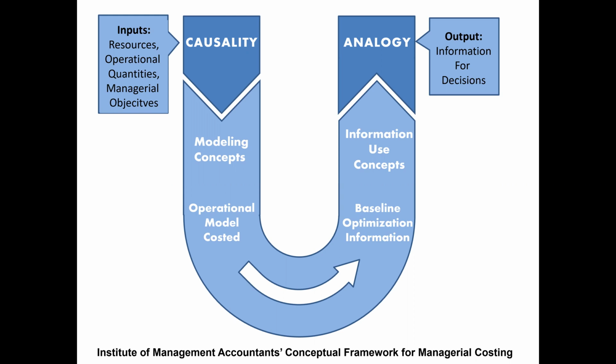The framework, if you're not particularly familiar with it, has two principles. The first is causality for modeling. The second is analogy for information use or decision making. The idea is that you create an operational model of the organization with the flow of resources throughout the processes of the organization, and then you create a costing methodology to reflect the characteristics of those resources. That forms your baseline information for optimization.